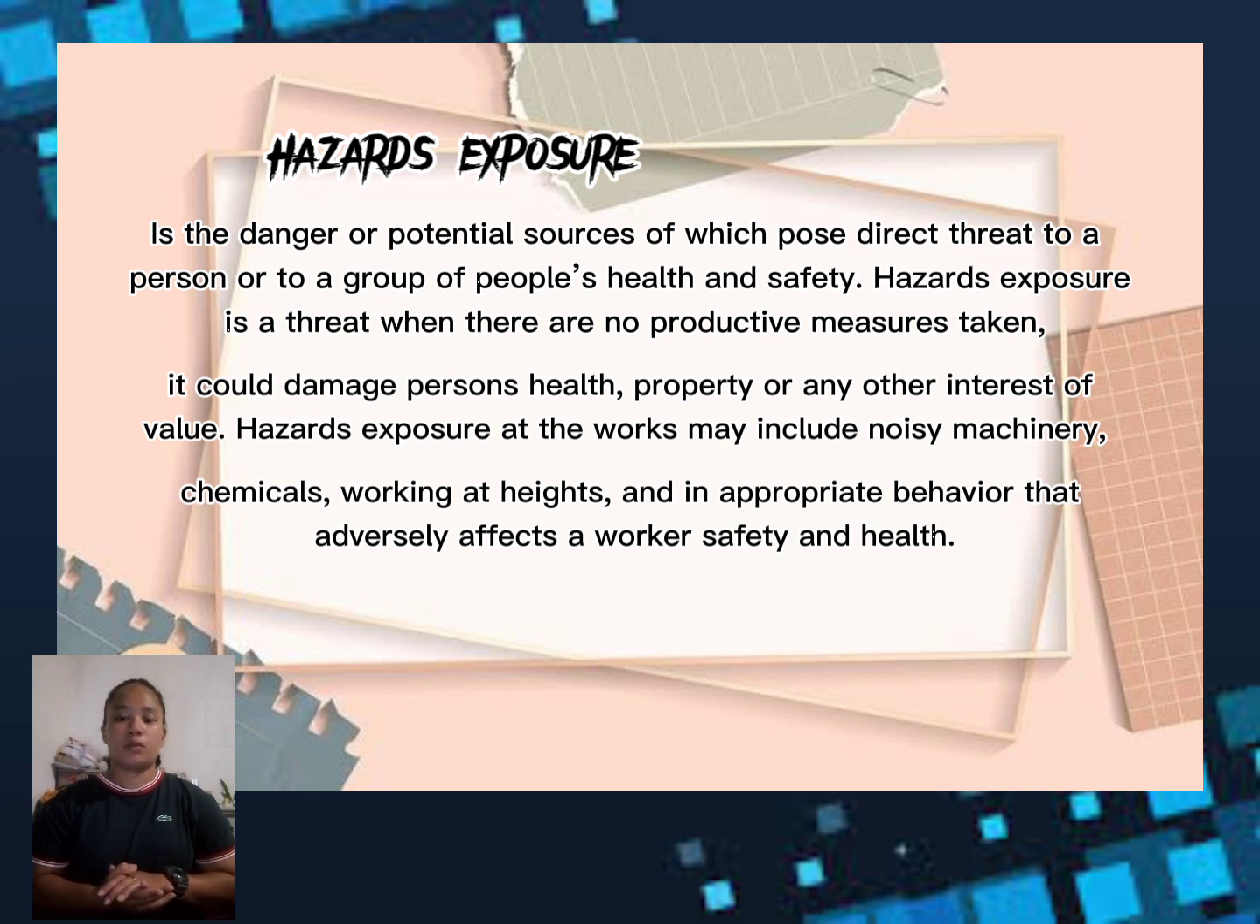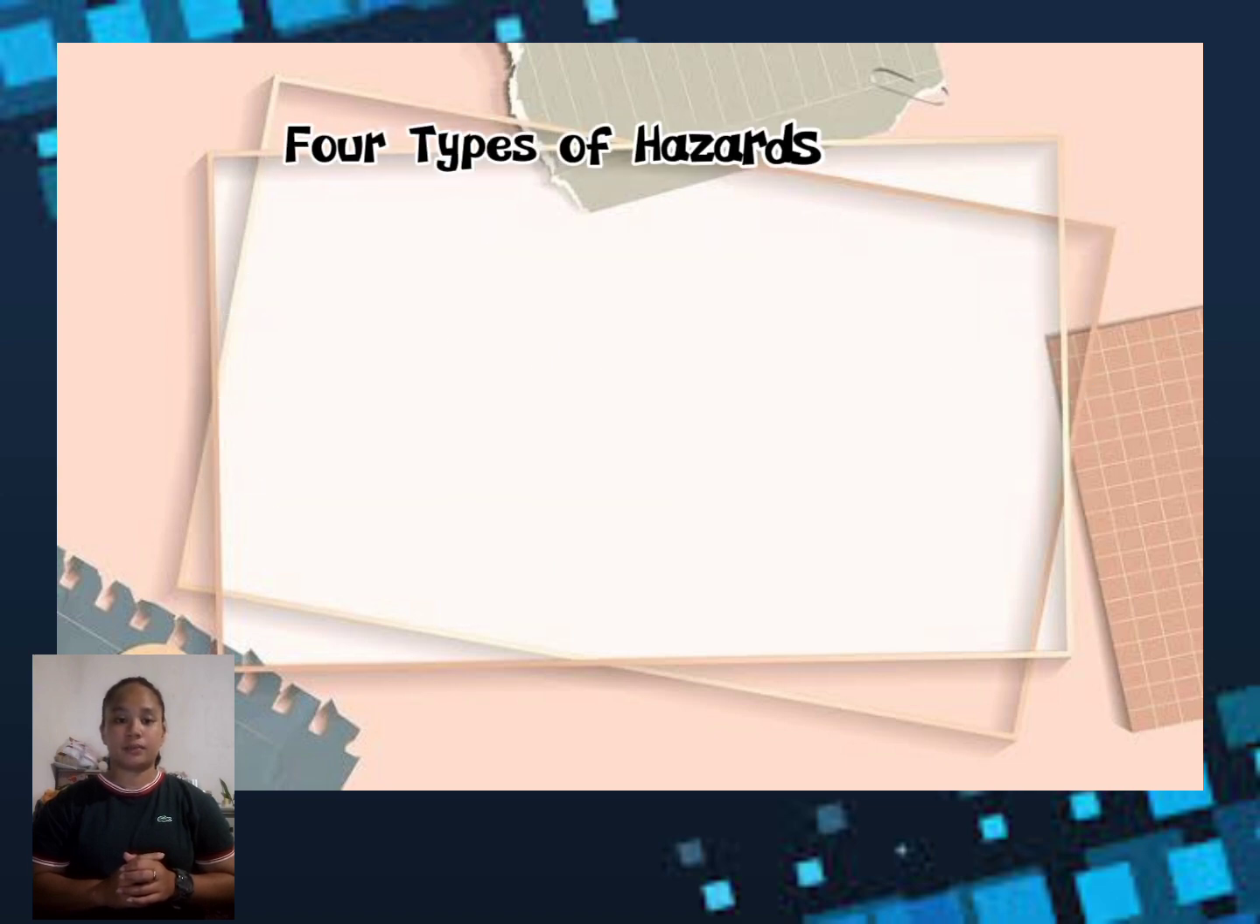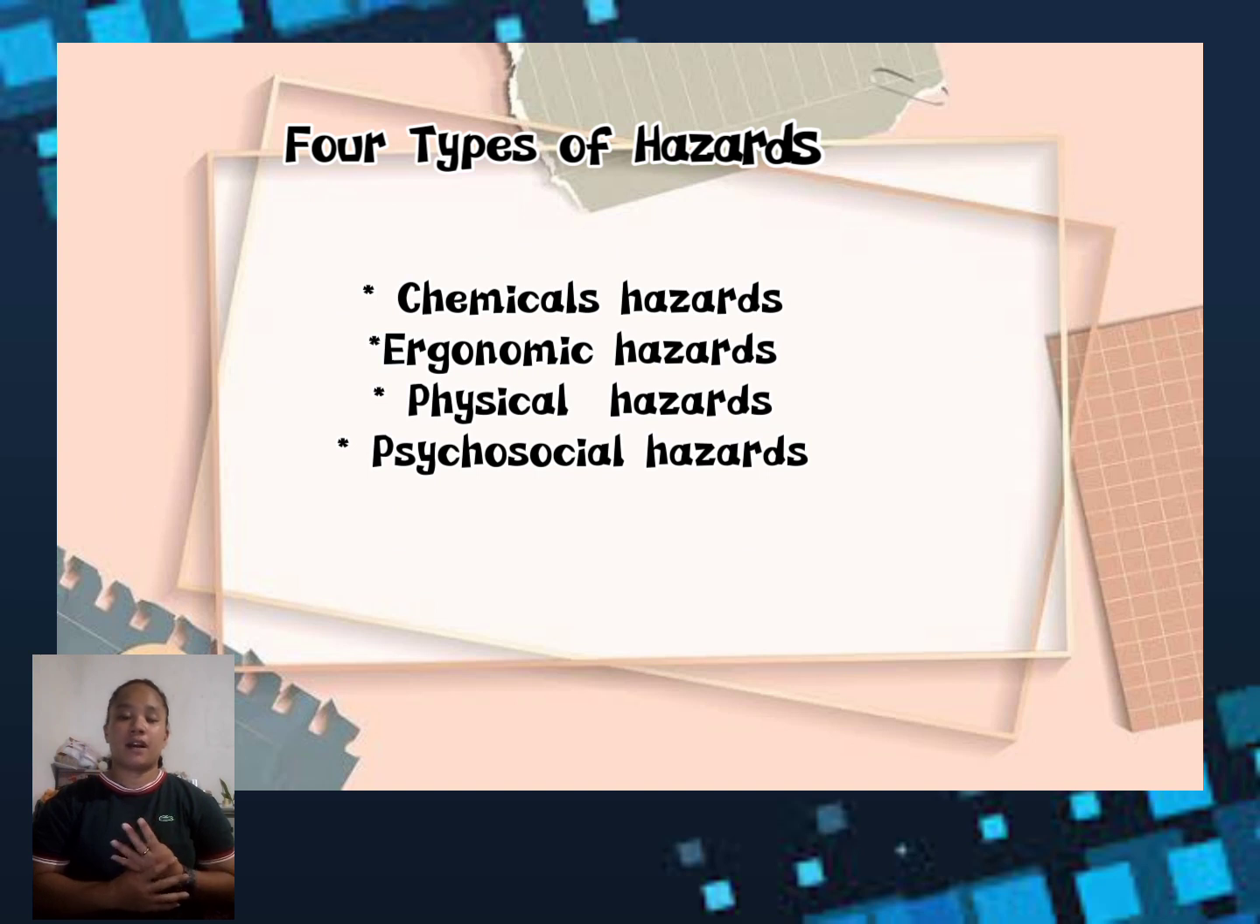Hazard exposure at work may include noisy machinery, chemicals, electricity, working at heights, and inappropriate behavior that adversely affects worker safety and health. So there are four types of hazards that might happen in a workplace. These are the chemical, ergonomic, physical, and psychosocial hazards.